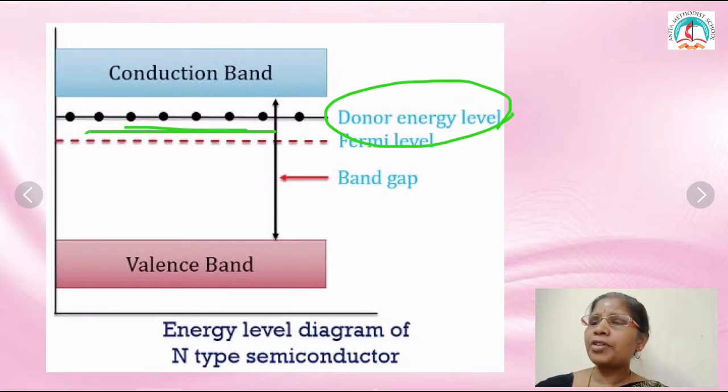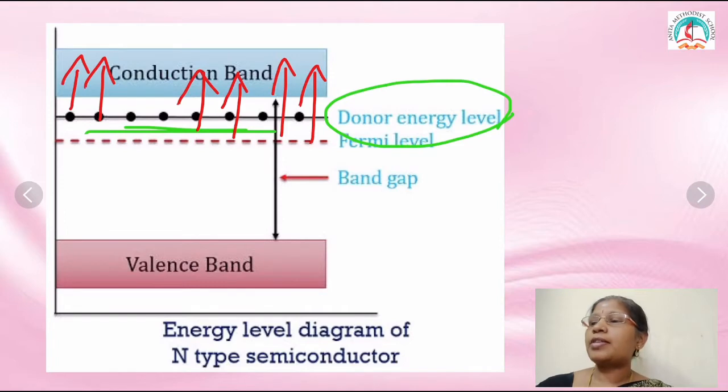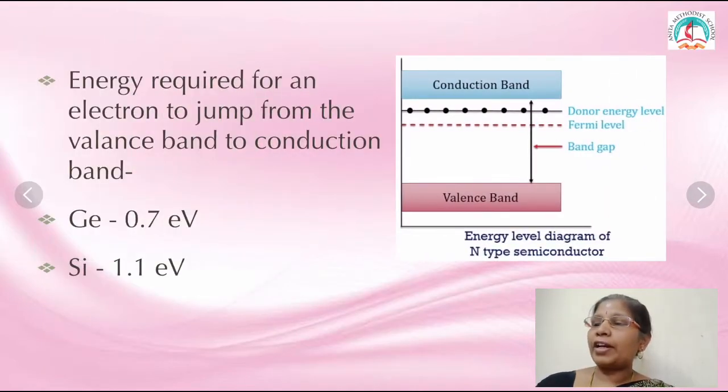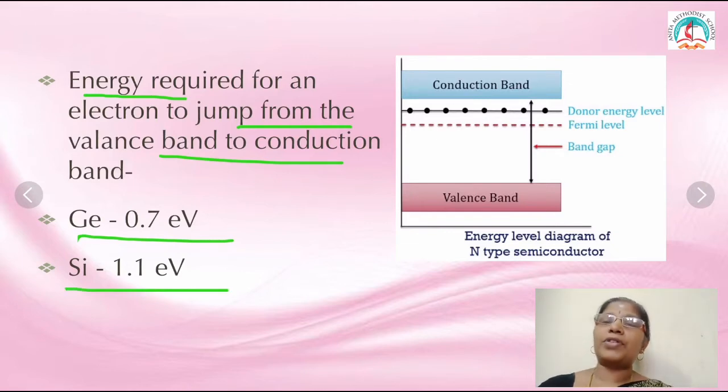At room temperature itself, the electrons are moving to the conduction band side. You need not apply more energy to lift the electrons. So this is a donor energy level. Now, how much energy is required for an electron to jump from the valence band to the conduction band? For germanium the value is 0.7 electron volt, and for silicon the value is 1.1 electron volt.